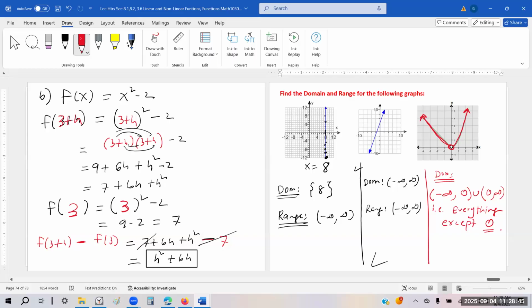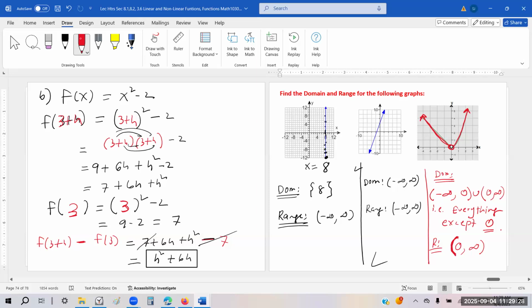Would you like to do the range? Perfect. 0 to infinity. And what should I put for 0? Bracket or parenthesis? Do you have any y value for 0? At 0, do you have any y value? No, because it's a hole. So when you don't have any y value, it's parenthesis. Parenthesis means you don't have anything there. You start with 0, but 0 doesn't have any value there. This is what it means.